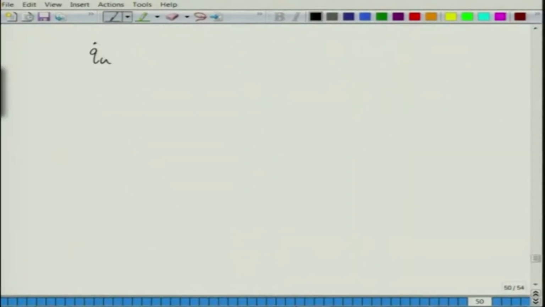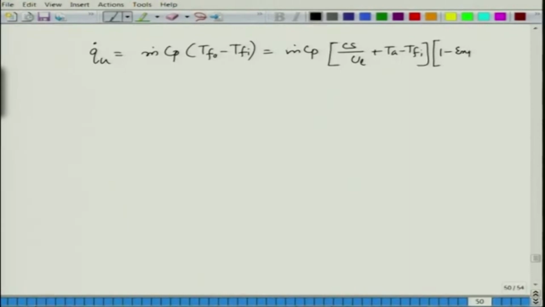So, what we can write? We can now integrate this, and we can write m dot Cp (Tf naught minus Tfi), that would be the total useful heat gain rate, and this will be m dot Cp and Cs divided by UL plus Ta minus Tfi. I am just substituting that expression, [1 minus] exponential of minus F prime pi d naught UL L divided by m dot Cp.